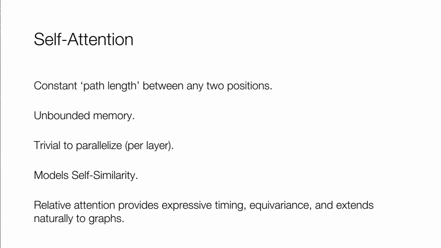We found that it can model self-similarity. It seems to be a very natural phenomenon if you're dealing with images or music. Also, relative attention gives you this added dimension of being able to model expressive timing and music, this translation-like covariance. It extends very naturally to graphs.